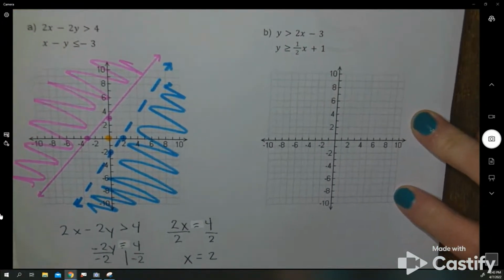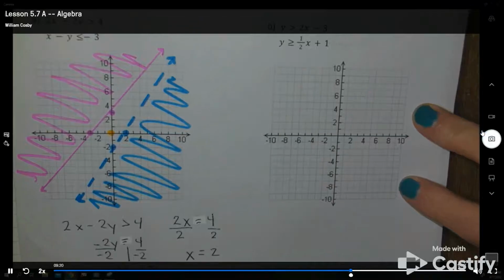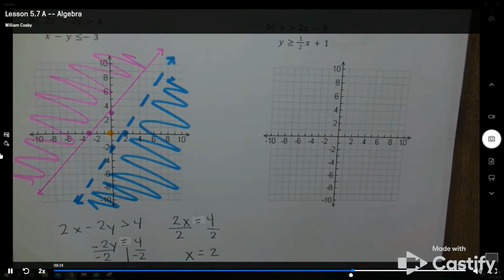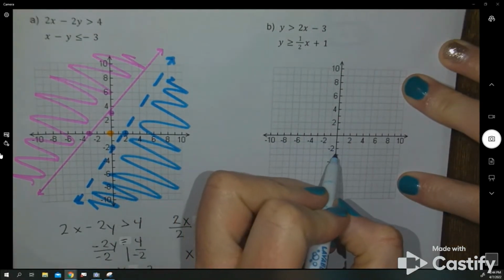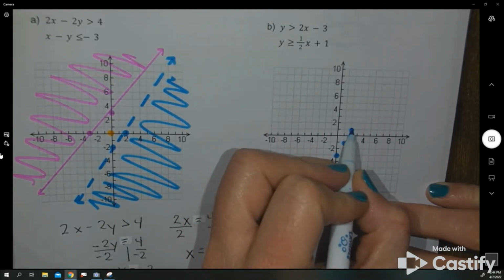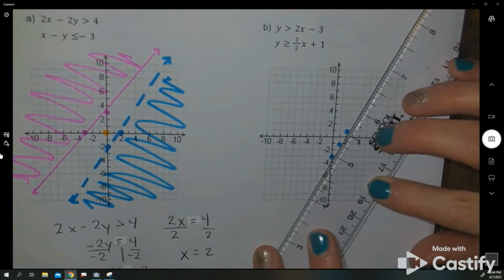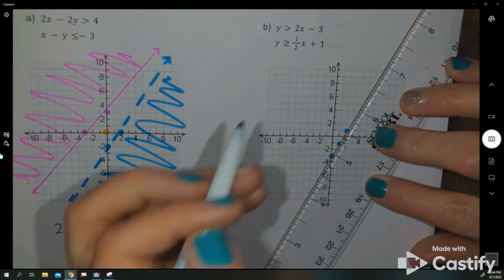For letter B, if we're going to graph this, then the nice thing is these are already in slope-intercept format for us. So we're going to put a dot at -3, and then we're going to use our slope. We're going to move up 2 and right 1. Up 2, and right 1. Help me to get a little bit straighter of a line. And this is just greater than, so we're going to have a dotted line for that.